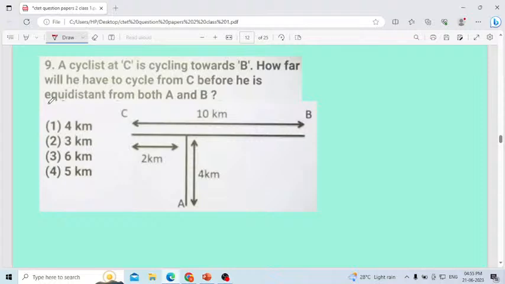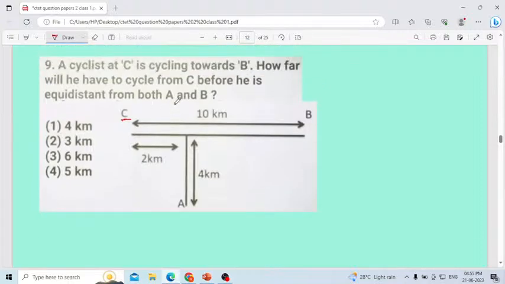Practice the question, it will be helpful for you. A cyclist at C is cycling towards B. How far will he have to cycle from C before he is equidistant from both A and B?